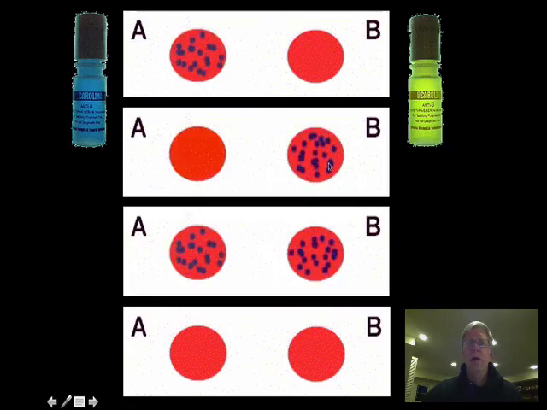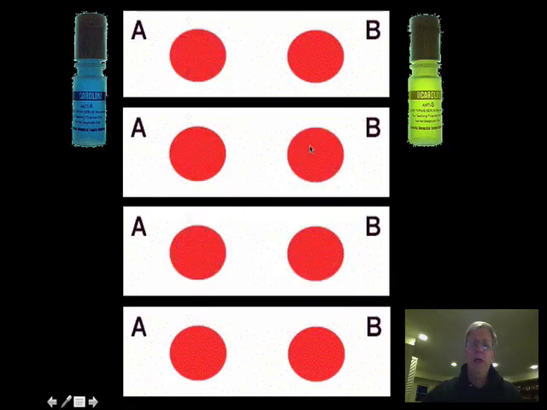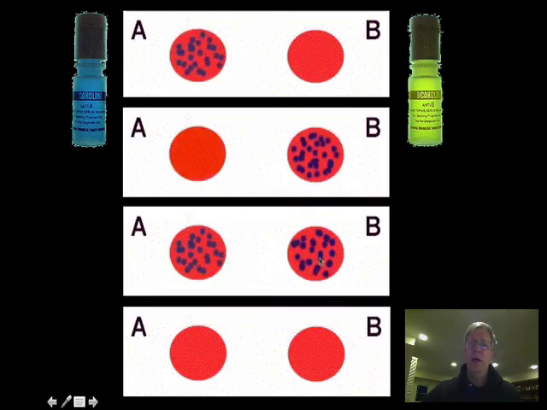On the flip side, if the B drop clumped, that would indicate you had the B antigen and you had type B blood. If both drops clumped, that means you had the A antigen and the B antigen, and that would indicate you had type AB blood. And if neither drop clumped, then that would indicate that you did not have the A antigen or the B antigen, and therefore you had type O blood.